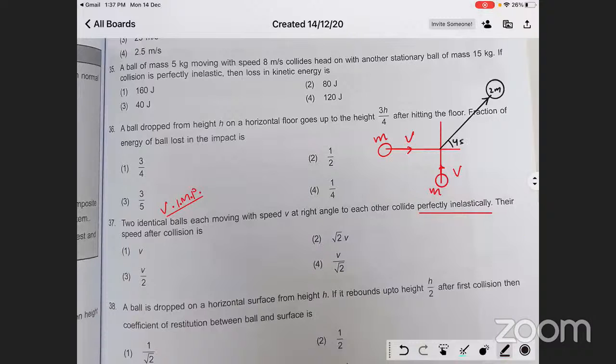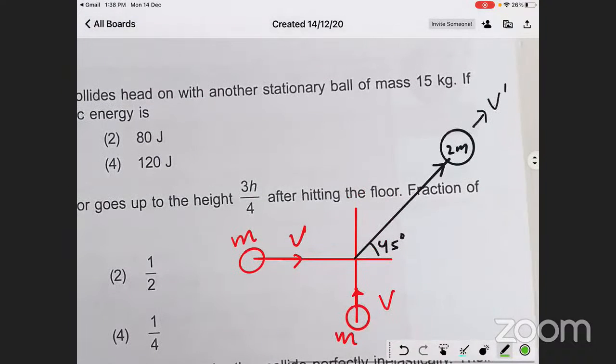It should go symmetrically at 45 degree because both the masses are same. What is your opinion, bacho? Yes, Devraj? It should move symmetrically because bodies are identical and they have same velocities. Suppose its velocity is v dash. Let's make two components of this momentum, one with cos 45 and other with sin 45. So what is horizontal momentum after collision? 2m v dash cos 45.